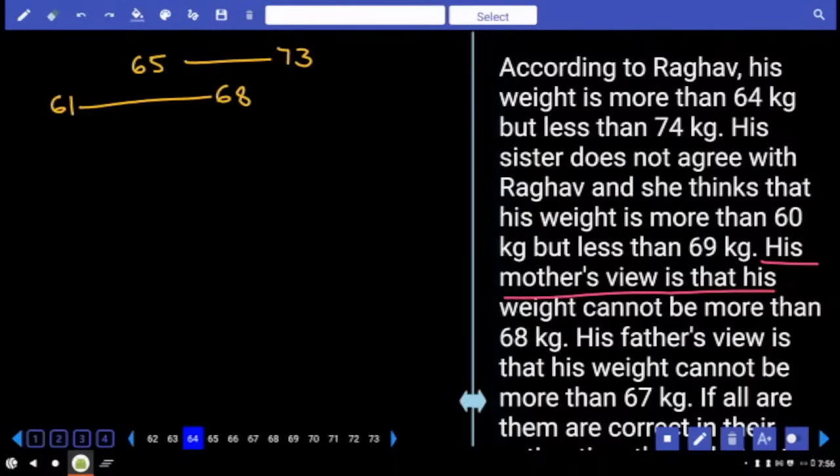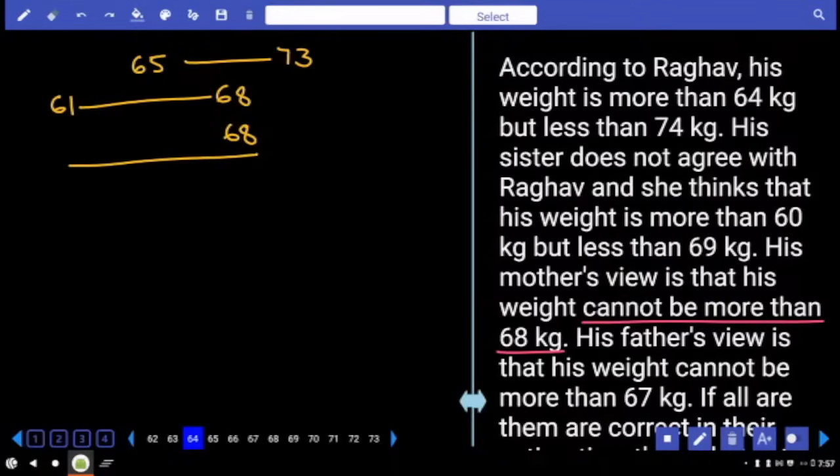His mother's view is that his weight cannot be more than 68. Can it be equal to 68? Underline statement, read carefully. In mother's view, his weight cannot be more than 68. So 69 is not possible, 70 is not possible. Can it be 68? Yes. More than that it is not possible. So according to mother's view, his weight is less than or equal to 68. It can be equal to 68 also.